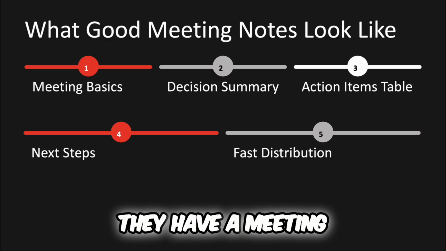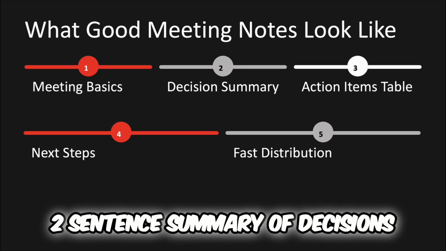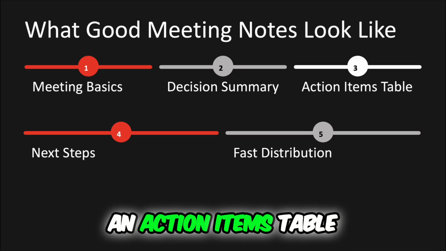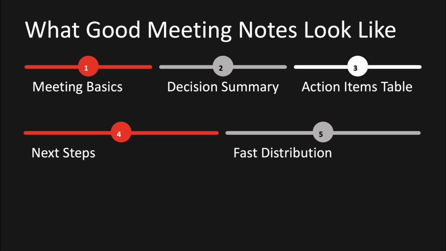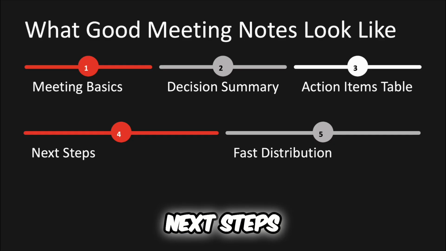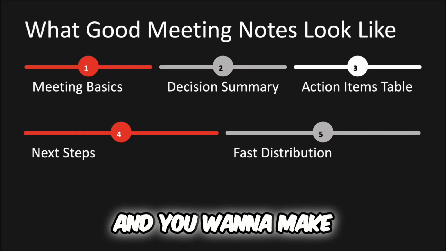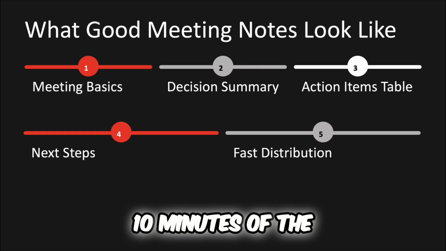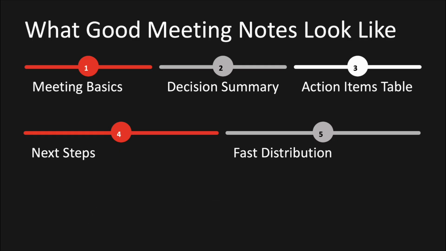What do good meeting notes look like? They have a meeting date and attendees, 2-sentence summary of decisions, an action items table that includes a task, owner, and due date, next steps, such as the next meeting date, and you want to make sure it's sent within 10 minutes of the meeting ending. The format makes you look like a leader.